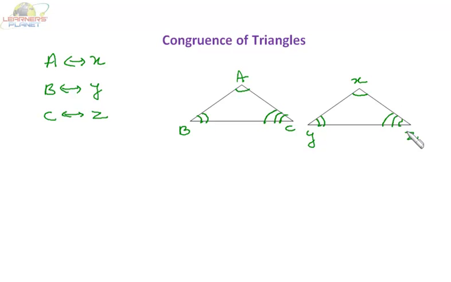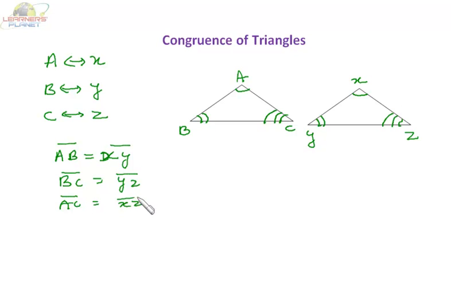So we can write all the 6 elements over here once again. It's line segment AB should be equal to line segment XY. Line segment BC should be equal to line segment YZ, and line segment AC should be equal to line segment XZ. And angle A is equal to angle X, angle B is equal to angle Y, and angle C is equal to angle Z.